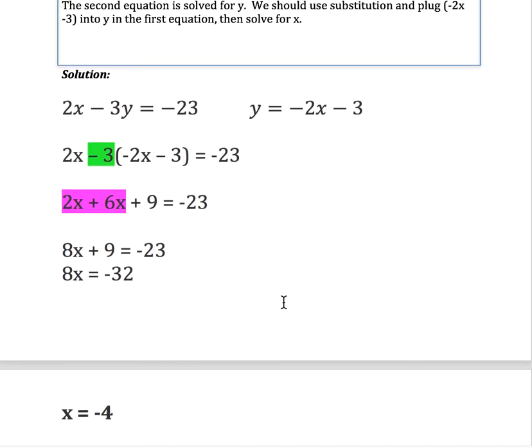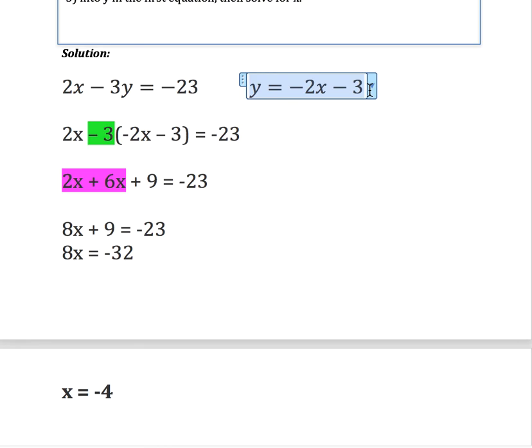Now we're going to take this negative 4 and plug it into this equation right here. y equals negative 2x minus 3. And we just found that x equals negative 4. So we plug that into x. And negative 2 times negative 4 is 8. 8 minus 3 is 5. So our solution is negative 4 comma 5. x equals negative 4, y equals 5.